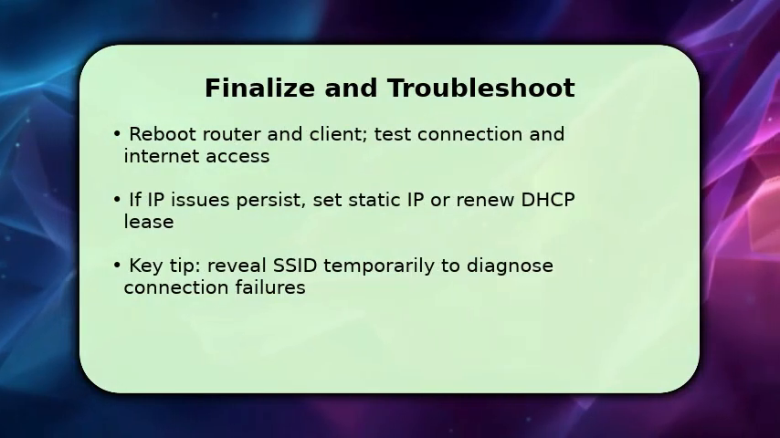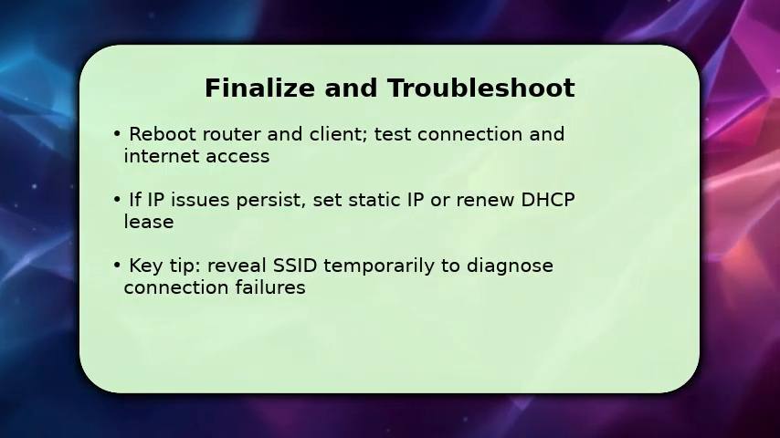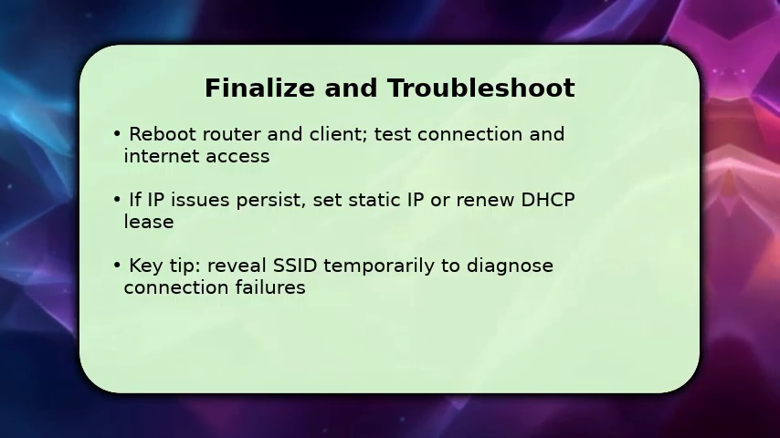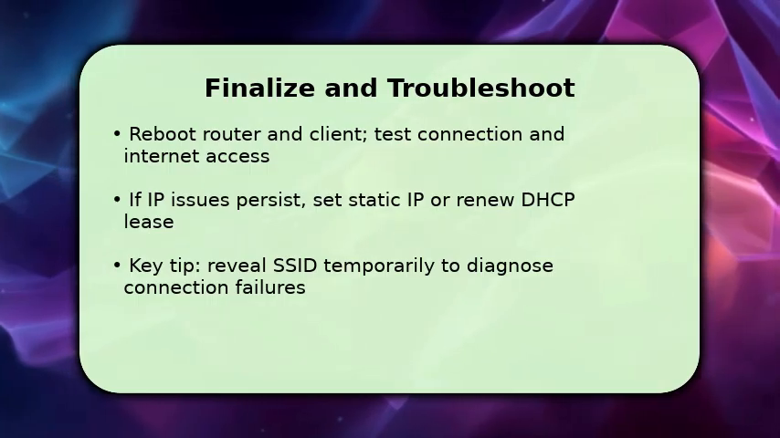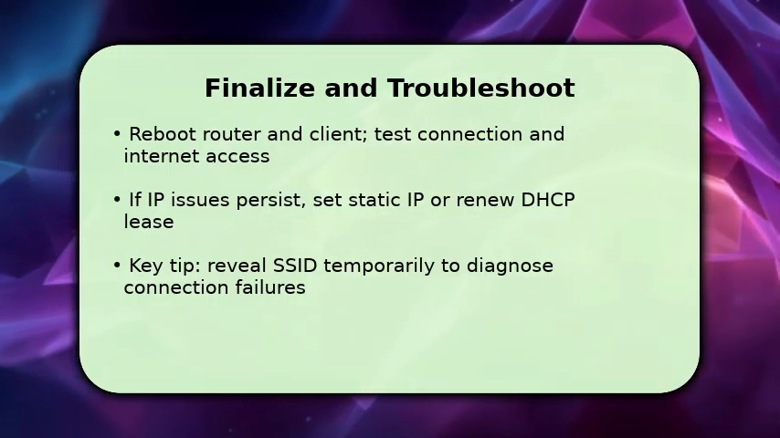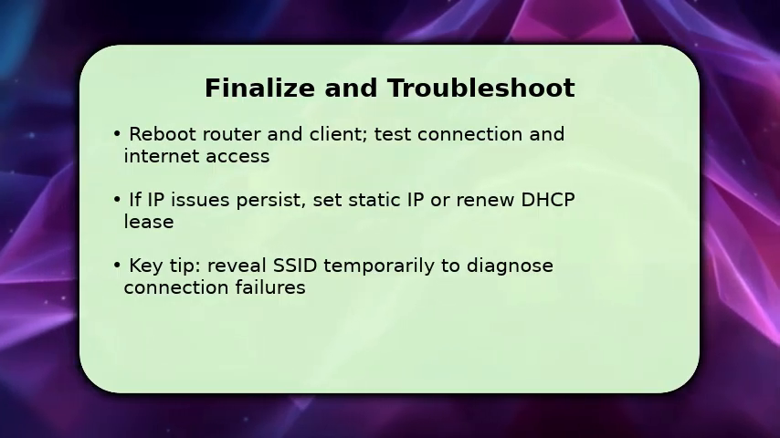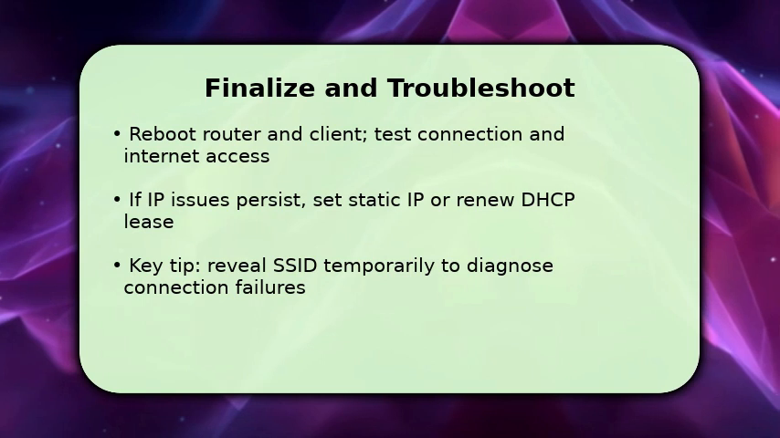If the client connects but lacks internet, renew the DHCP lease or assign a suitable static IP and gateway. Update wireless drivers or firmware if intermittent drops occur. If things go wrong, temporarily enable SSID broadcasting to see if clients join when visible. This single diagnostic step isolates whether the issue is hiding related or a deeper authentication problem.